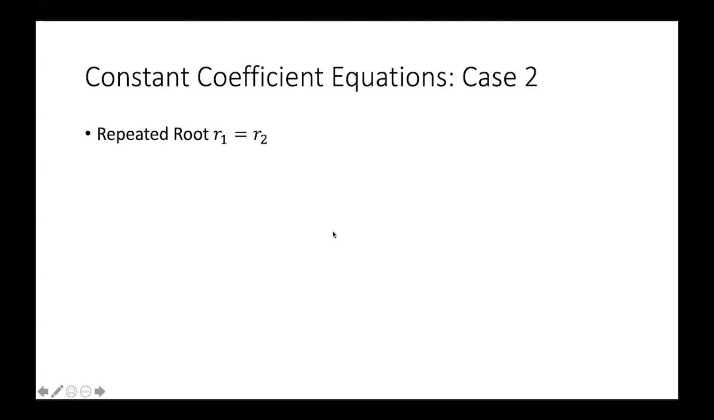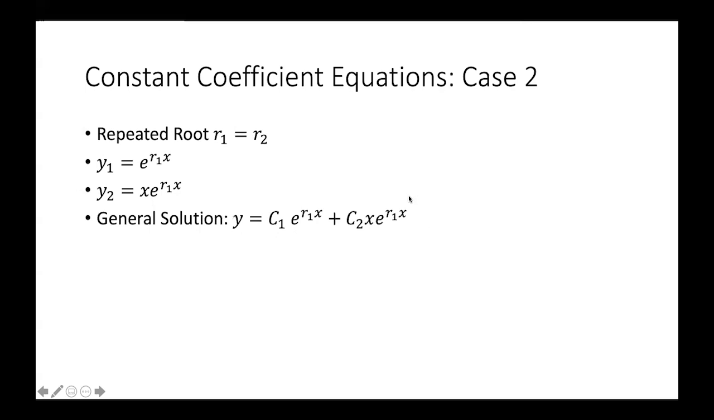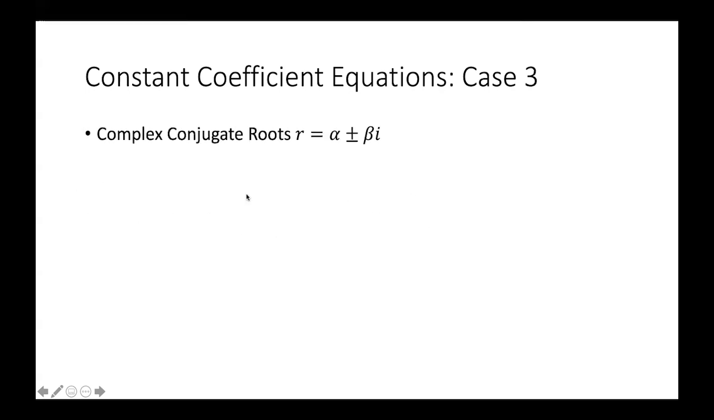So our second case is going to be repeated roots. If we did the same thing as the last one, our general solution is just going to be redundant. So we're going to add this extra factor of x onto y2, which gives us this as our general solution. So moving on to case 3, we've got complex conjugate roots.